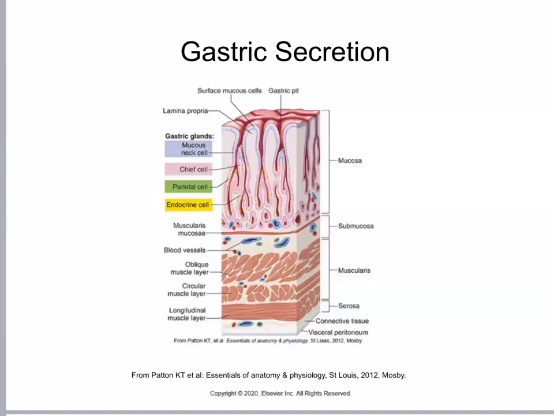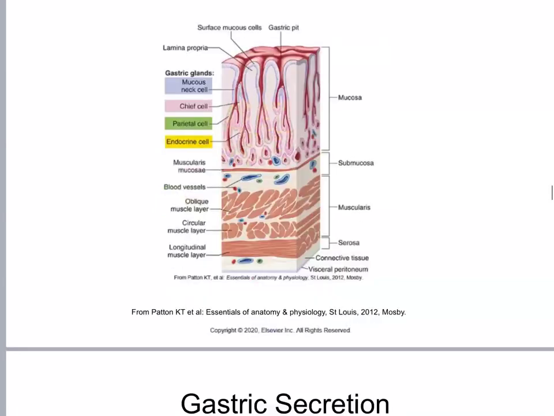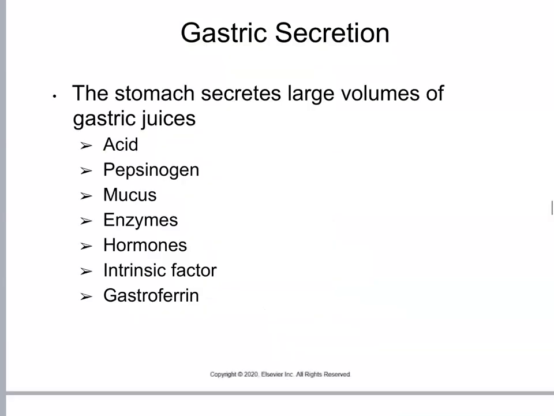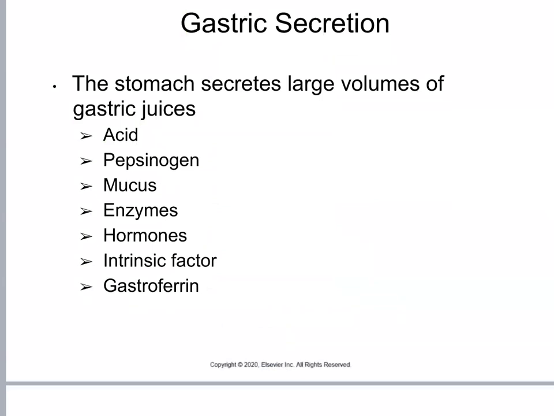Here's a little diagram of gastric secretion, some of those cells that I was referring to. That's where they live within the stomach. So we talked about how acid is secreted. We've talked about gastrin a little bit. We haven't said much about intrinsic factor, so I want to speak to that for a minute.